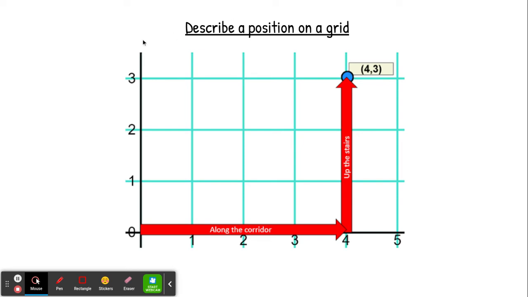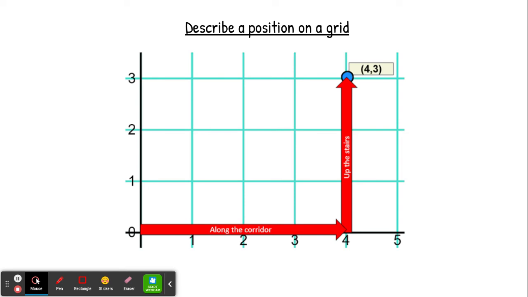You will see a vertical axis and a horizontal axis. The bottom line is called the X axis, and this line up the side is called the Y axis. Now that's important because it allows you to know which number to write first when you are describing a position on a grid.